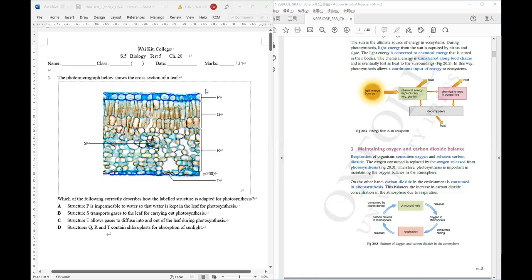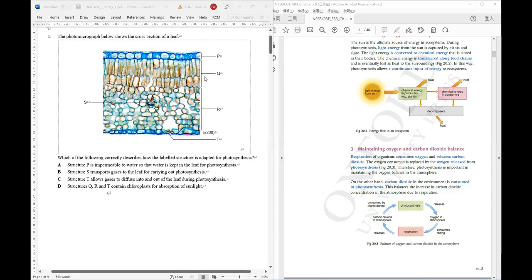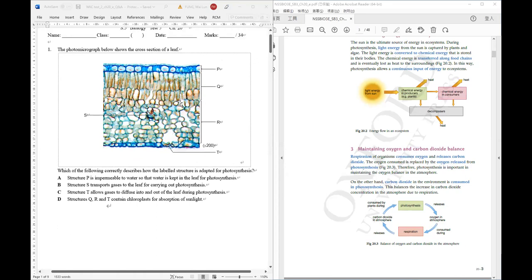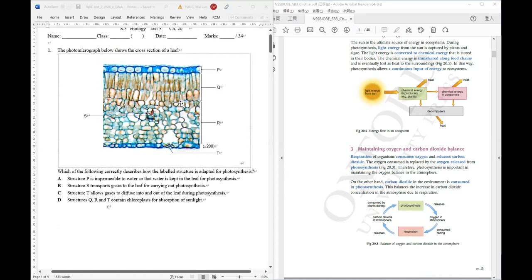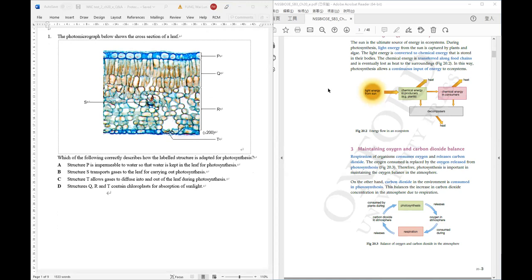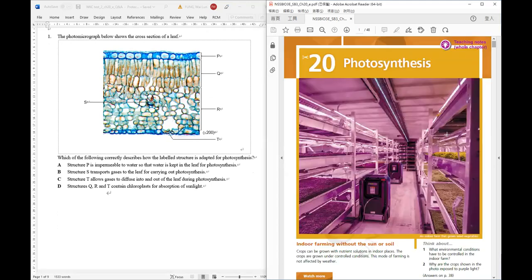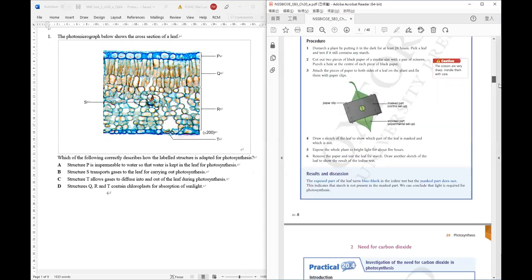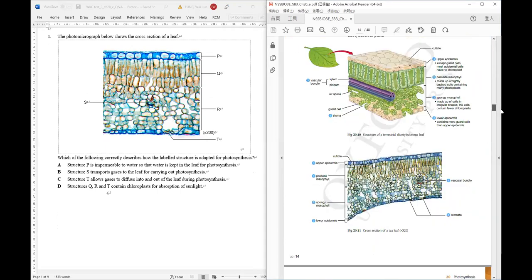Okay, today I want to share with you the solution for this test. Chapter 20, that's about photosynthesis. Okay, photosynthesis. And I will explain the questions one by one. I hope you see from the structure PQRST, and you can recognize the structure first.